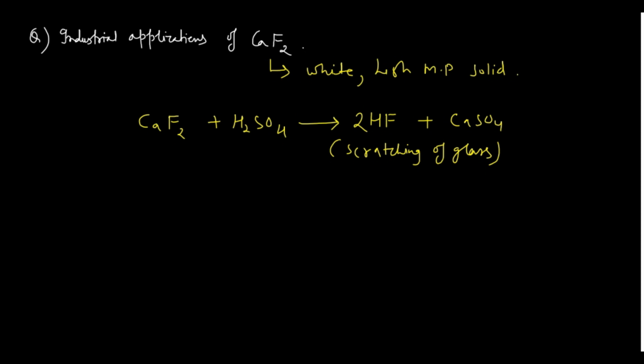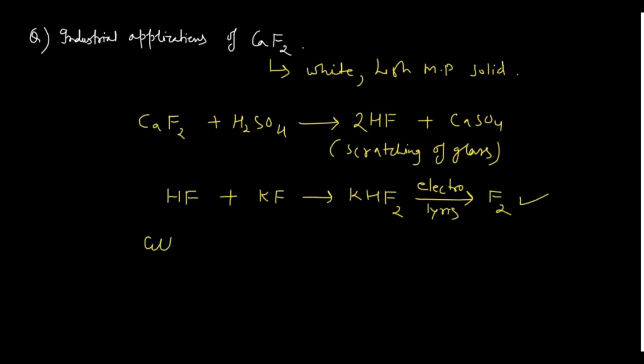Okay, and this hydrogen fluoride which is formed here, if it is combined with the potassium fluoride, it will form your potassium hydrogen fluoride. And if you do the electrolysis of this one, you'll get the fluorine. Okay, and you know the fluorine has a large number of industrial applications. One more application of this calcium fluoride is in the spectrophotometer, cell windows for spectrophotometer. Okay, and it is also used in the making of the prism.